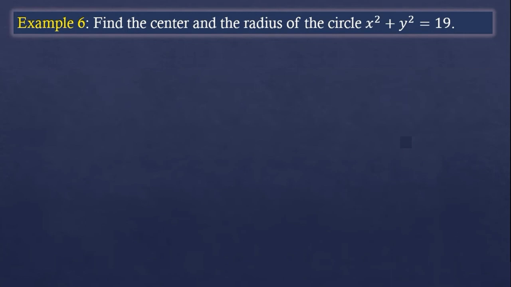Again, another. Find the center and the radius of the circle. x squared plus y squared is equivalent to 19. What is the center?